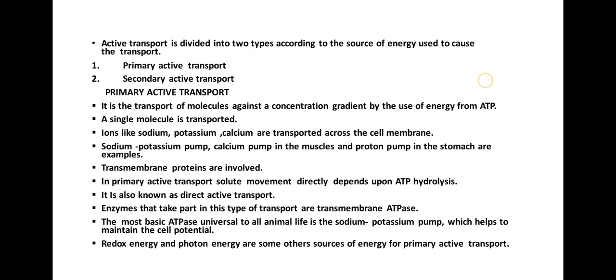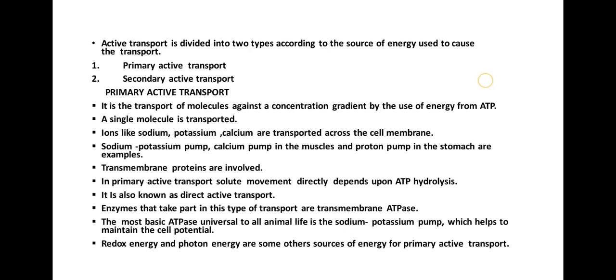Primary active transport is the transport of molecules against a concentration gradient by the use of energy from ATP. A single molecule is transported. Ions like sodium, potassium, and calcium are transported across the cell membrane. The sodium-potassium pump, the calcium pump in the muscle, and the proton pump in the stomach are examples.